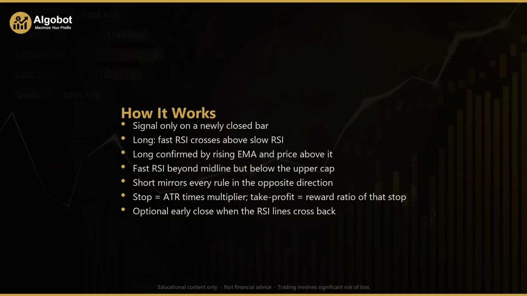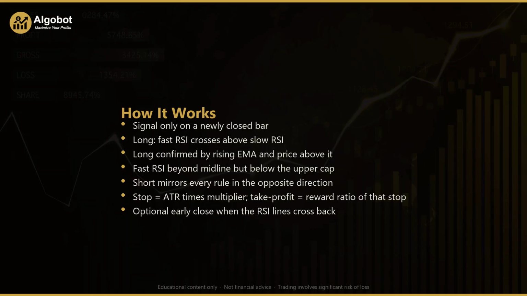For a long setup, three independent gates must all agree. First, direction. The fast RSI must cross above the slow RSI, so momentum is shifting up. Second, regime. The closing price must be above the trend EMA, and that EMA must itself be sloping upward. This is what keeps the strategy trading with the prevailing trend rather than fading it. Third, the momentum zone. The fast RSI must be above the midline, which by default sits at 50, placing it in bullish territory, but it must also be below the maximum entry level, which defaults to 72.